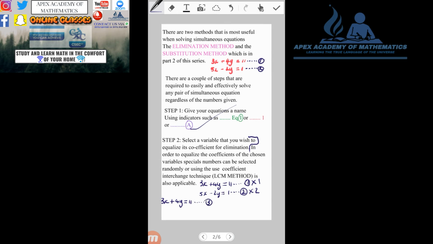And then I'm going to multiply this equation here by 2. So that gives me 2 times 5x is 10x. 2 times minus 2y is minus 4y. And of course 2 times 1 is going to give me 2, and that becomes equation 4. So I've completed my step 2 there. So these two equations down here are new equations that I'm working with.